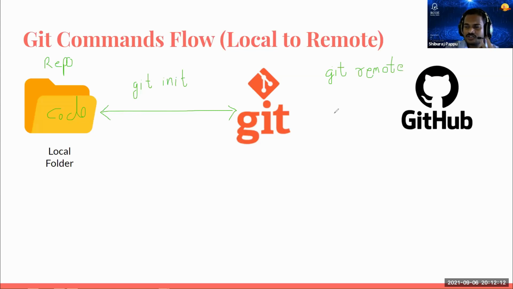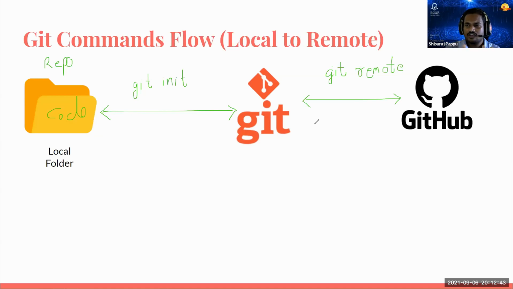Okay. So once you do git remote and add your GitHub URL to the git remote, then this and this gets connected. So now you can see all the three things are connected. To connect local folder and Git, you have to run git init. To connect Git and GitHub, you have to add git remote. So all these things I will show you in the demo. But before that, it is important that you understand which command to run at what place.